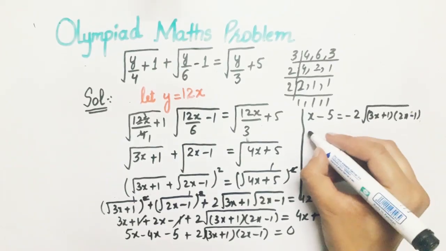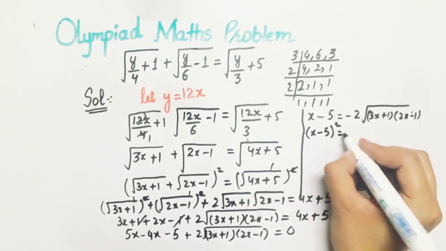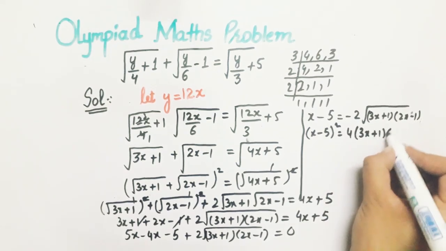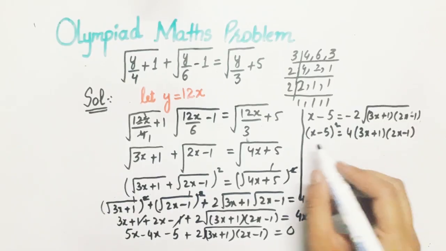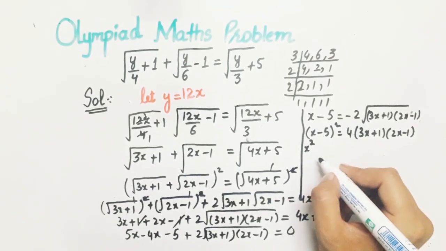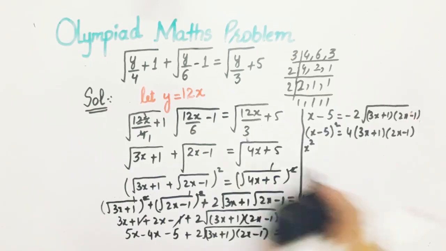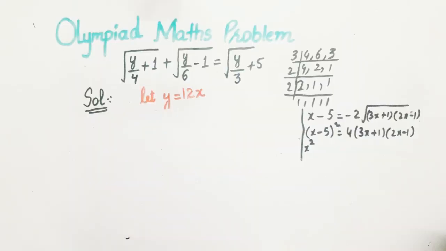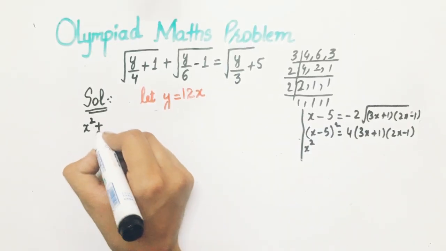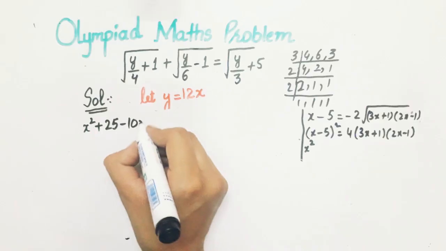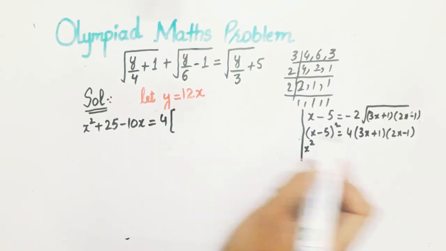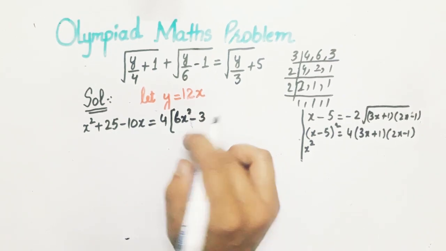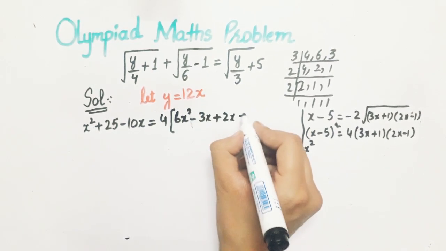Now we take the square on both sides. So (x minus 5) whole square equals, by taking the square, 4 times (3x plus 1)(2x minus 1). Open this square: this gives x square plus 25 minus 10x equals 4 times, 6x square plus 3 minus 3x, plus 2x minus 1.